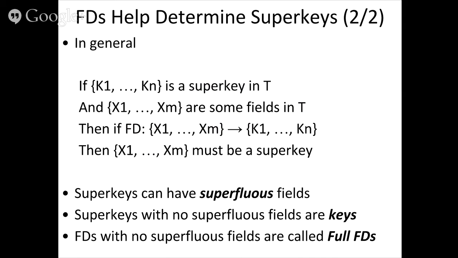So this is the general case: if you have a functional dependency where you have on the left-hand side k1, k2 all the way through kn, and you have the values on the right-hand side that depend on x1 through xm, then it's a good choice to choose x1 through xm as a key of your table.